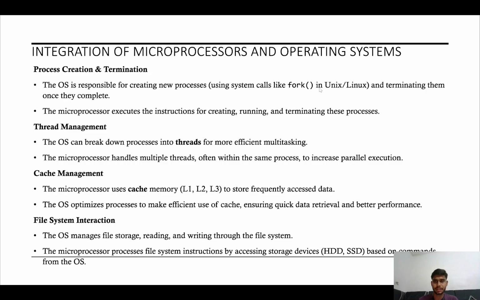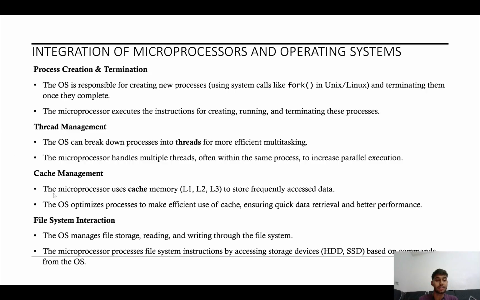Integration of microprocessor and operating system. Process creation and termination. The OS is responsible for creating new processes, that is using system calls like fork in Unix or Linux, and terminating them once they complete. Thread management. The OS can break down processes into threads for more efficient multitasking. The microprocessor uses multiple threads, often within the same process, to increase parallel execution.